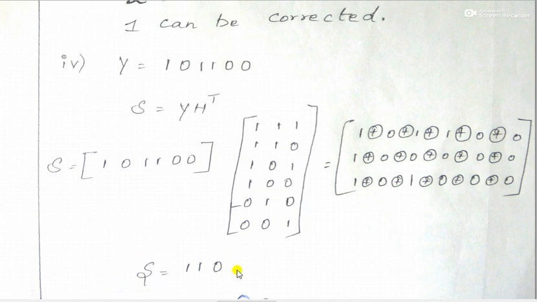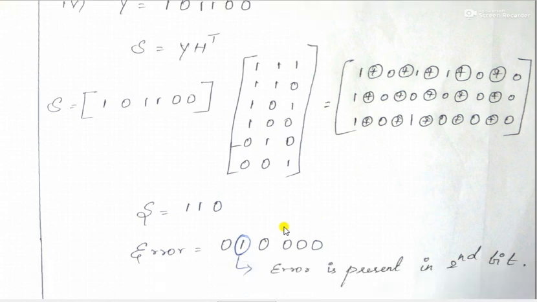Now how to find the error vector from 1 1 0? In this 1 1 0, we have to check the H transpose matrix. So the same 1 1 0 is there, so that second bit is the error. This is the first bit, this is the second bit. So 1 1 0 is the same 1 1 0 in the H transpose. So that second bit is the error. So we can write the error vector: a second bit error means the second bit is 1, remaining all are 0.